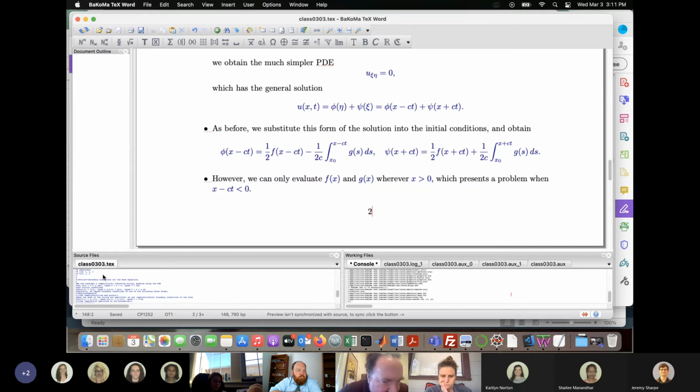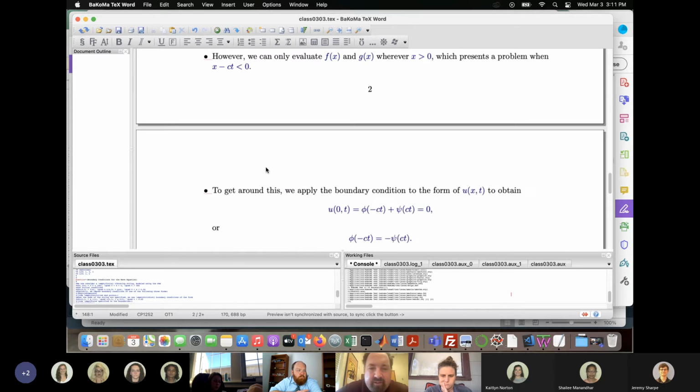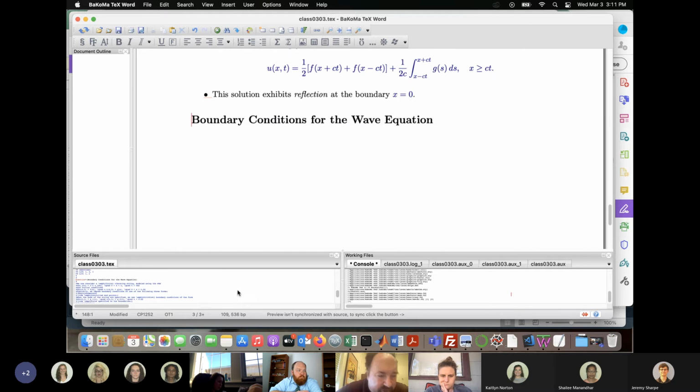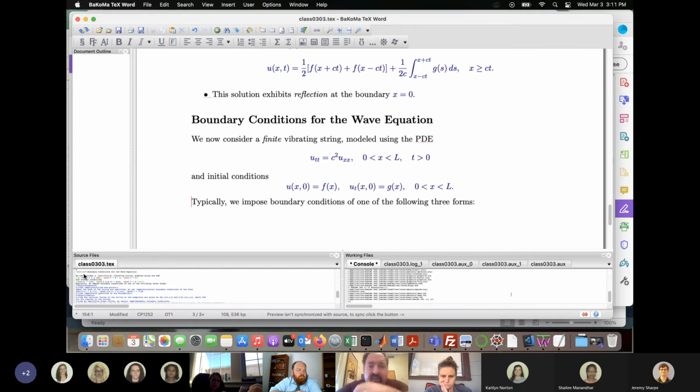Now, the last thing we'll talk about is boundary conditions that we might have for a wave equation. Okay, so now we're on a bounded interval. So x is going from 0 to L. We have the same kind of initial data. So what kind of boundary conditions might accompany the wave equation, and what would they mean?